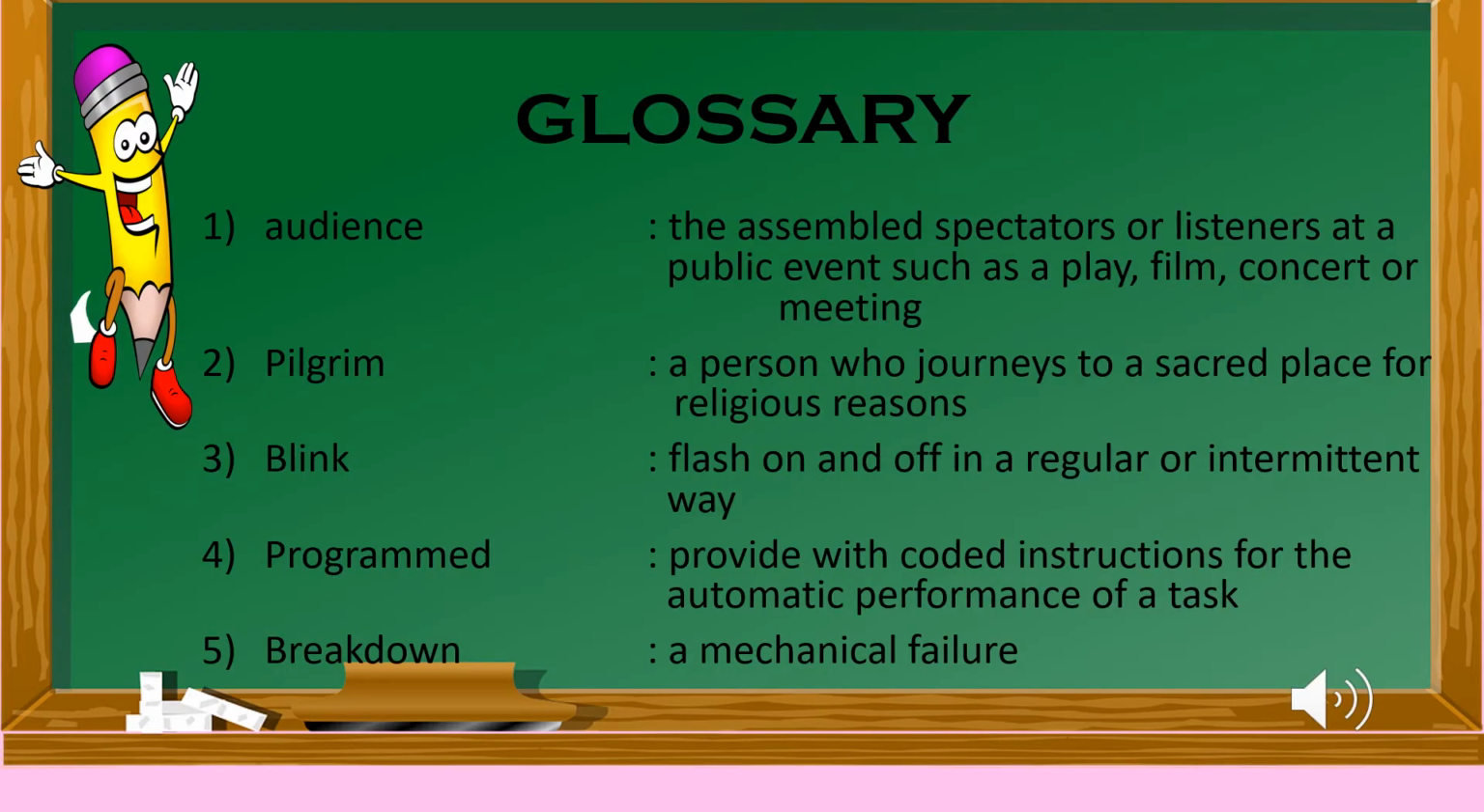Glossary. Audience: the assembled spectators or listeners at a public event such as a play, film, concert or meeting. Pilgrim: a person who journeys to a sacred place for religious reasons. Blink: flash on and off in a regular or intermittent way. Programmed: provide with coded instructions for the automatic performance of a task. Break down: a mechanical failure.